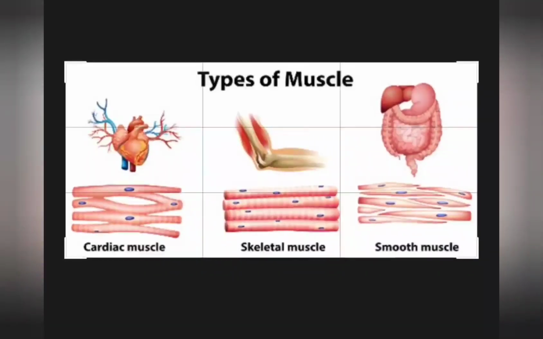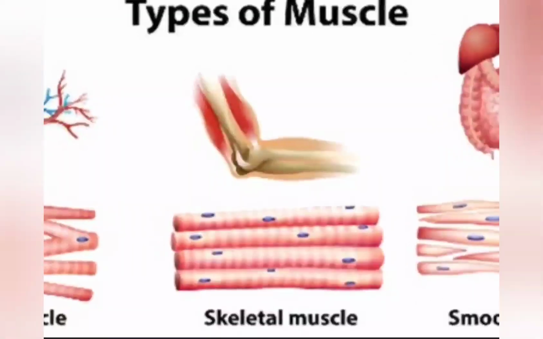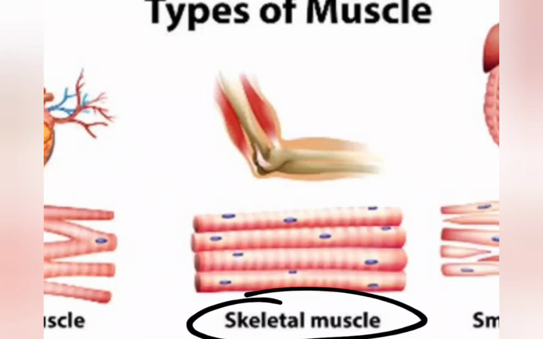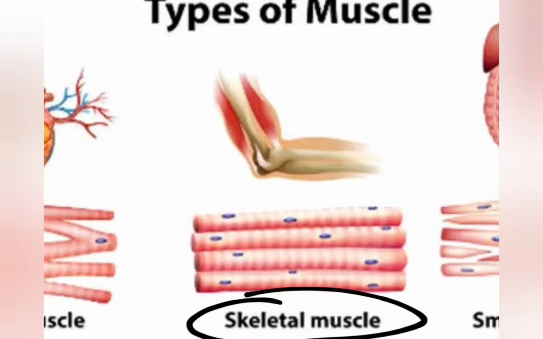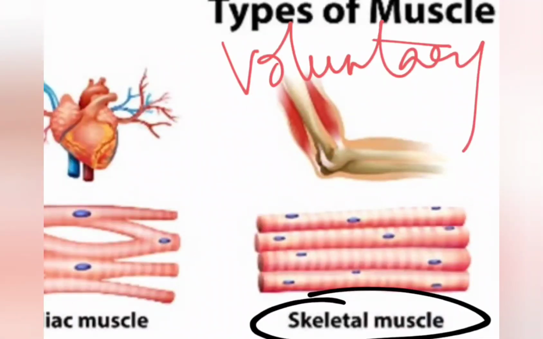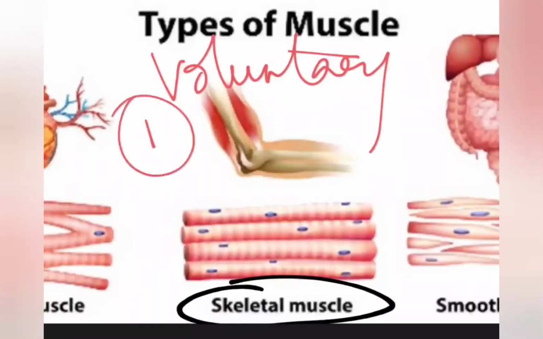Now we are going to talk about the different types of muscles in detail. Here you can see the diagrammatic representation of the three types of muscles. According to your book, the first type is voluntary muscle. You will not find voluntary muscles here, you will find skeletal muscles. The other name for skeletal muscle is voluntary muscle.